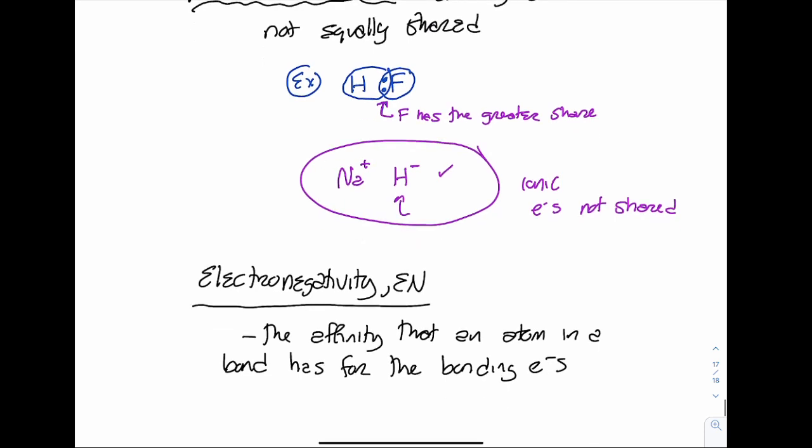So be really careful not to get electronegativity messed up with the electron affinity energy from our last chapter. Electron affinity energy is the amount of energy that's released when an atom gains electrons. It's just an atom gaining electrons. Here, I actually have a bond. Electronegativity only applies if we're talking about bonds. So it's the electronegativity that an atom in a covalent bond has for those bonding electrons.